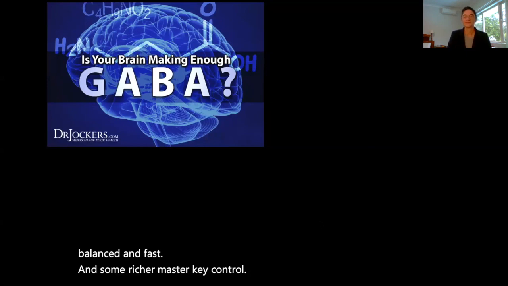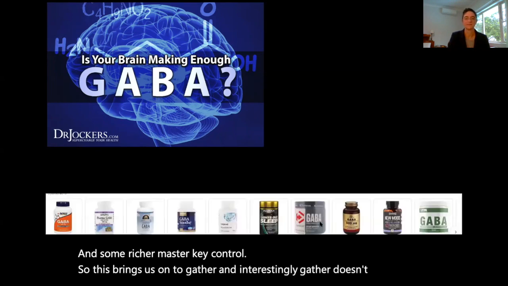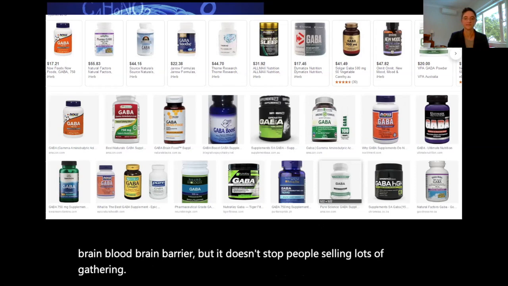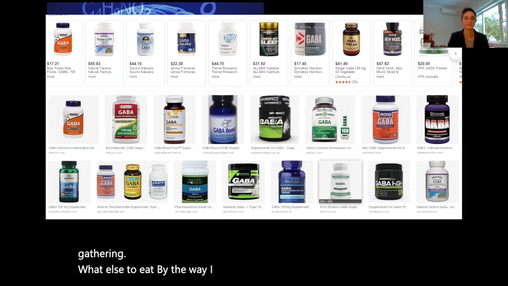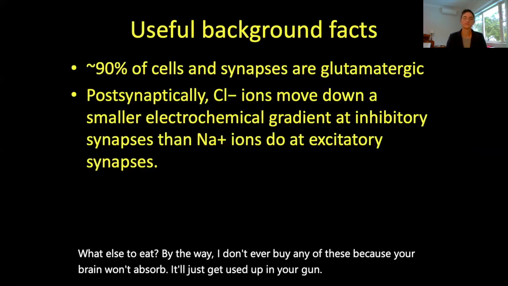So this brings us on to GABA. And interestingly, GABA doesn't cross the blood-brain barrier, but it doesn't stop people selling lots of GABA in bottles for you to eat. By the way, don't ever buy any of these because your brain won't absorb it. It'll all just get used up in your gut. So some useful background facts.